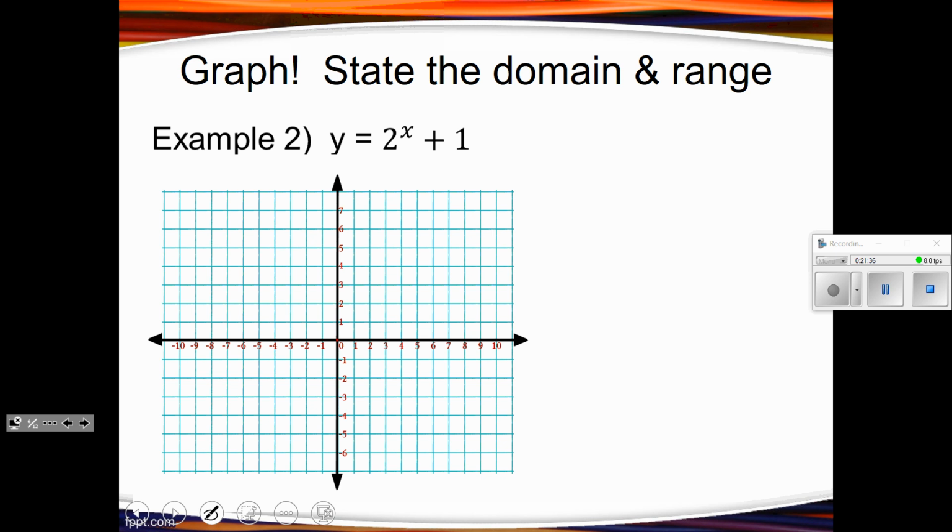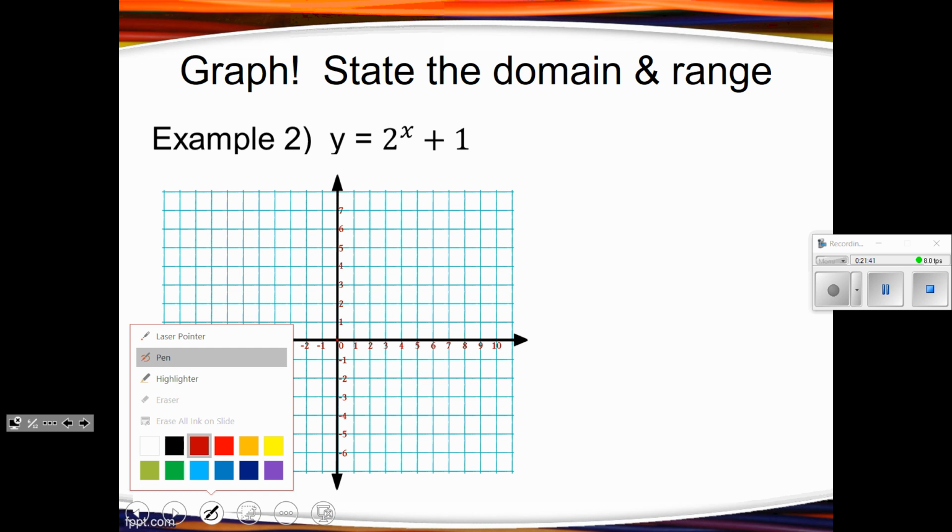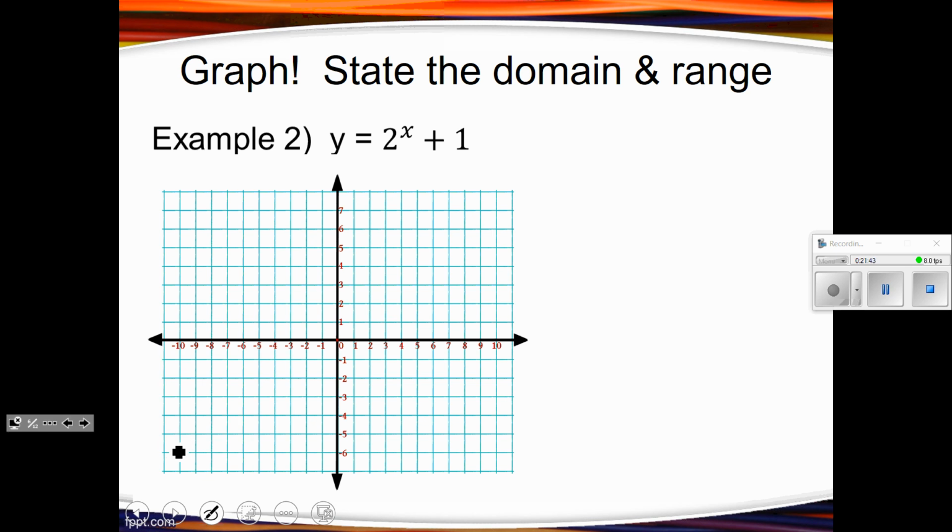All right, so give me some good points for this. -1 and 1.5. Okay, what else? 0, 2, 1, 3, 2, 5, 3, 9 is going to be up here. And then -2, it's getting awfully close to what? It's getting awfully close to 1.